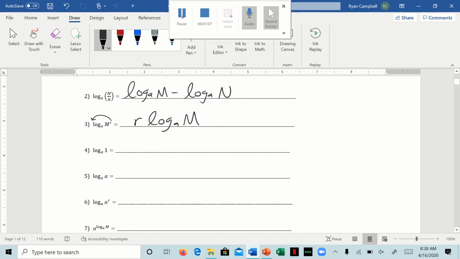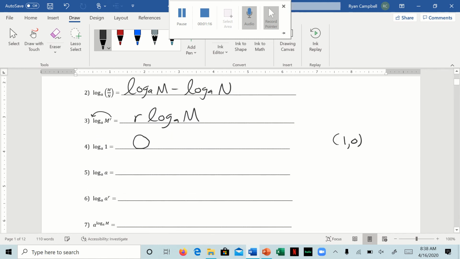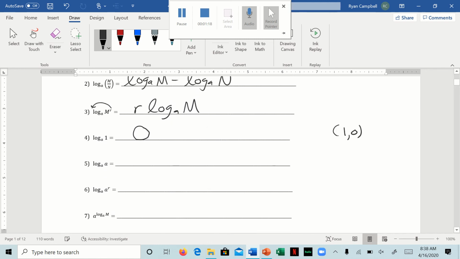If you take log base a of 1, well, hopefully you remember we talked about that, right? Because the point (1, 0) was on our logarithm graph. So that would just be 0. If you plug in a, when you have a base of a, then that's just going to be 1. So essentially that's going to kind of cancel out.